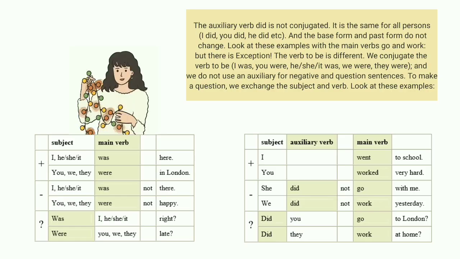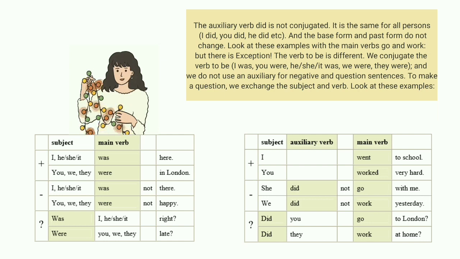The auxiliary verb did is not conjugated. It is the same for all persons. For example, I did, you did, he did. It does not change. And the base form and past form do not change. Look at this example with the main verbs go and work.